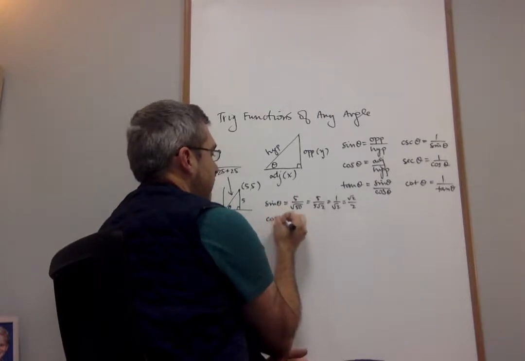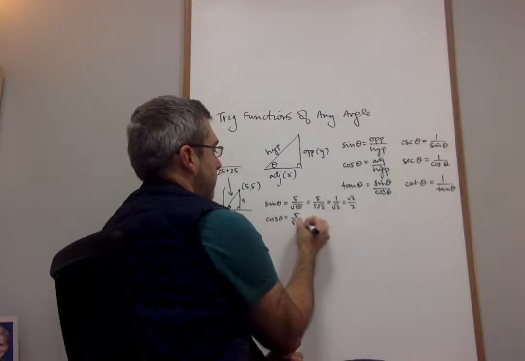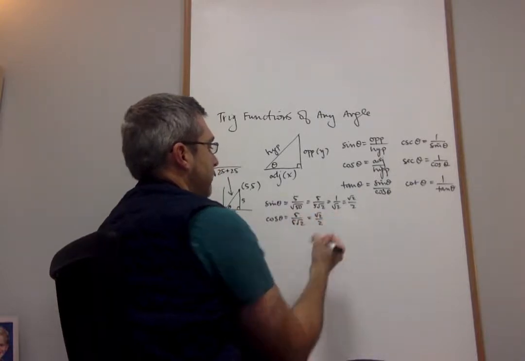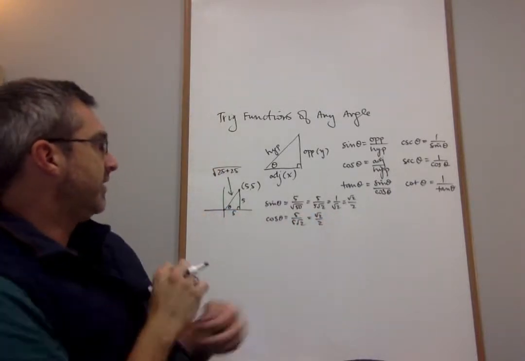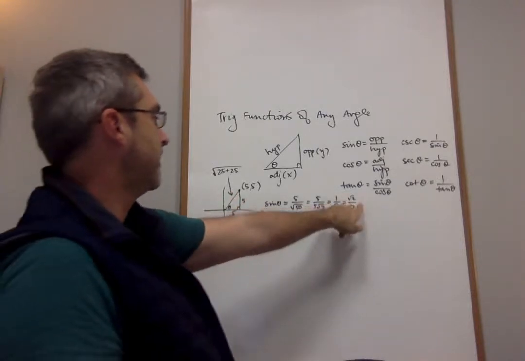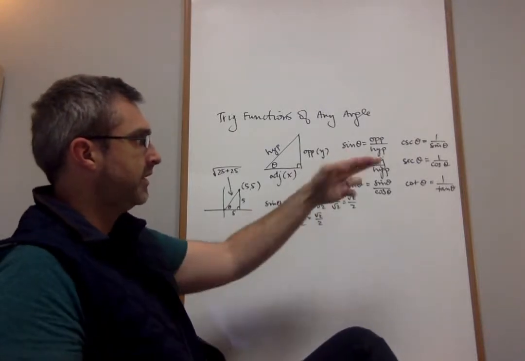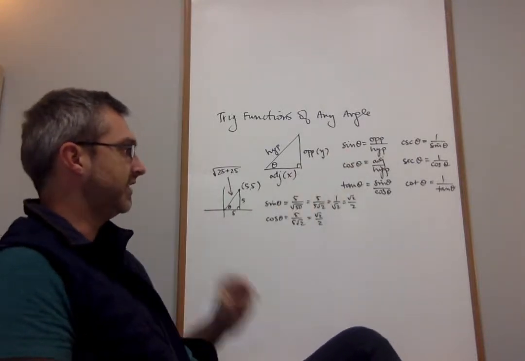Same for cosine. Cosine is adjacent over hypotenuse, and again, that's going to be root 2 over 2. You can get tangent as opposite over adjacent, or just take sine over cosine. Tangent's going to be 1. Flip these to get cosecant and secant, etc. Okay?